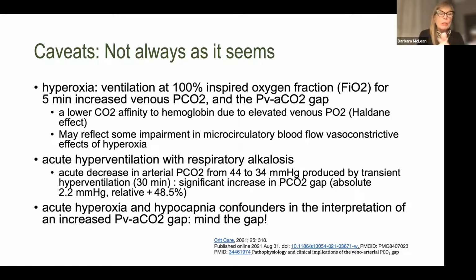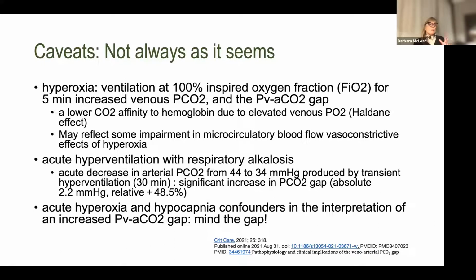Always be cautious when you're seeing a patient that is hyperventilating as a compensatory mechanism. You've got to be really cautious here to say, but the venous CO2 is not normal, it's elevated, and the gap is wide. If the venous CO2 is normal and the arterial CO2 is down, your patient is hyperventilating, but he might not really even have a significant cause for his hyperventilation. We can use that to kind of support a diagnosis of respiratory alkalosis. So acute hyperoxia and hypocapnia are confounders in that increased PvaCO2 gap.